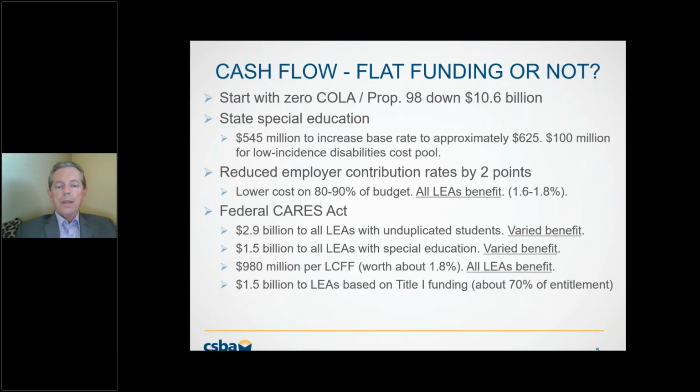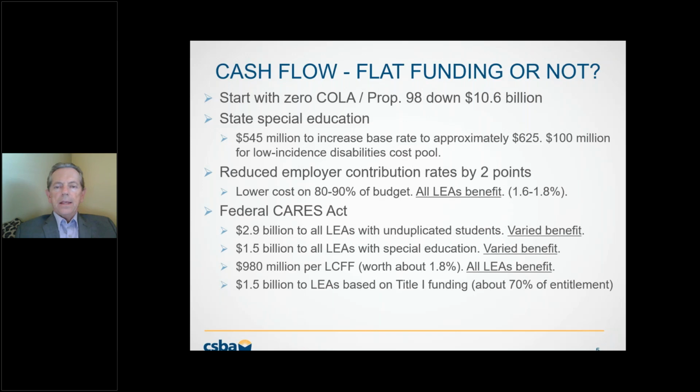The second part is this $1.5 billion going out for special education. Any district or county office that gets special education money gets this. Again, it's a varied benefit, but almost everyone is going to get this money. Again, we can't just divide by 6 million kids and say you're going to get the same amount per ADA. It's going to be a varied amount, between a 1 or 2% increase.